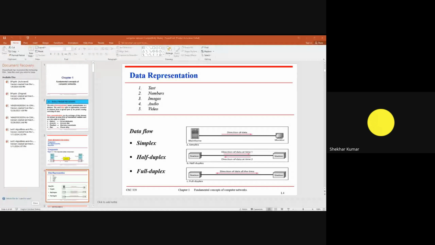For example, a walkie-talkie system or a two-way radio, normally used by police. In the police system, you can see the walkie-talkie. The data will be transferred in both directions, but one at a time. You may use the word over to indicate the end of the transmission. You have heard that, it's over. This ensures that only one party transmits at a time. Both parties cannot transmit at the same time in the half duplex mode.